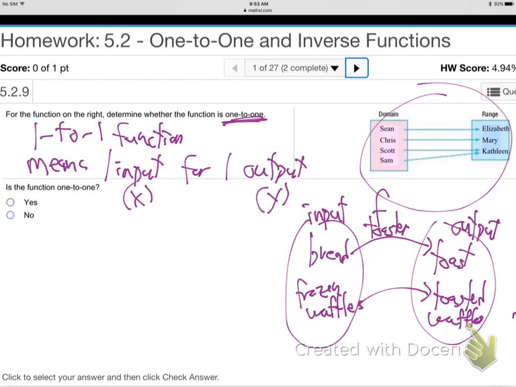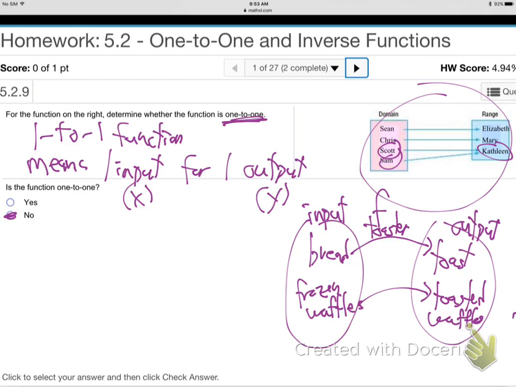So is it one-to-one? No. These two go to that one. So no, these two are going to that same one. No. Easy as that. It's supposed to be one arrow to, one object to one object straight across. If it does anything other than that, it's not one-to-one.